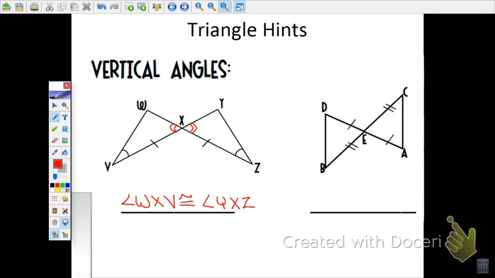Similar thing in the next diagram. I've got those vertical angles. So I know that angle DEB is congruent to angle AEC. That's another thing that I'm always going to look for: do I have vertical angles that I know to be congruent?